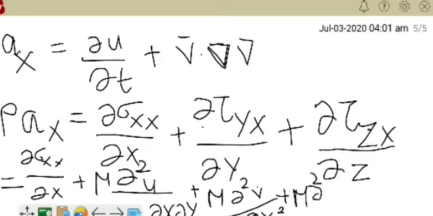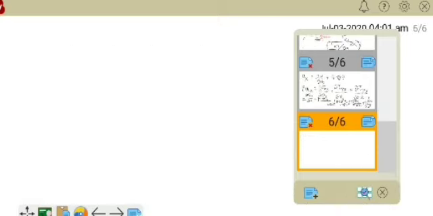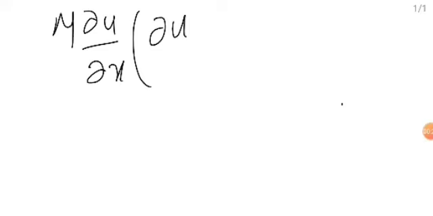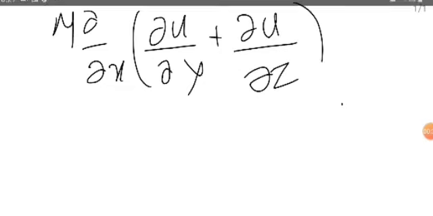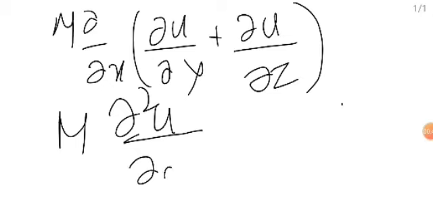∂²u/∂x² ... u by ∂x ∂z plus μ ∂²w/∂x². So just taking ∂u. Now μ ∂²u/∂x∂y plus μ ∂²u/∂x∂z, we can write that as, taking μ ∂/∂x common, ∂u/∂y plus ∂u/∂z. So we will be getting it as μ ∂²u/∂x².